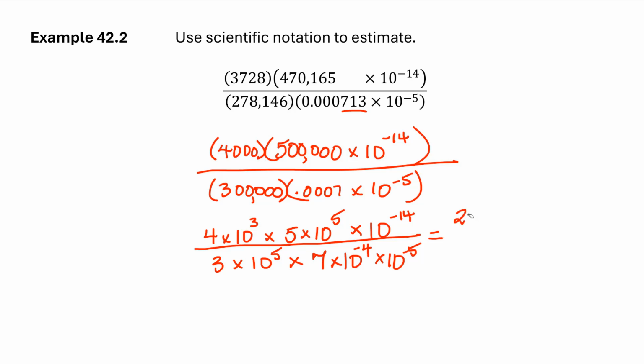4 times 5 is 20. And then that's 10 to the 3 plus 5 is 8, minus 14 is negative 6. And then in the denominator, 3 times 7 is 21. And you're multiplying that by 10 to the 5 minus 4 is 1, minus 5 is negative 4. And that's about, 20 over 21 is about 1. And then 10 to the negative 6 over 10 to the negative 4 is just 10 to the negative 2. And if I'm going to be picky about it, I would want to write this as 1.0 times 10 to the negative 2.